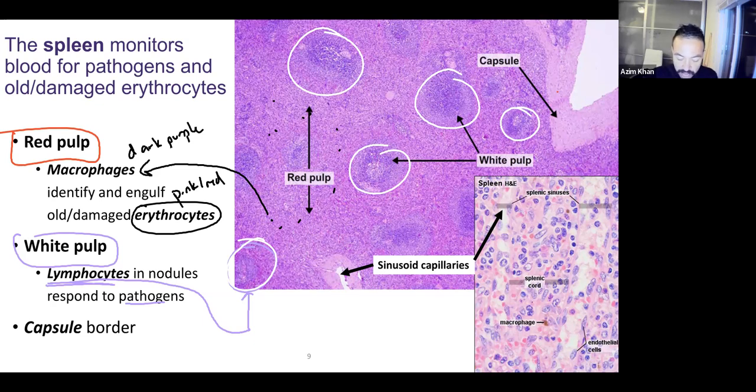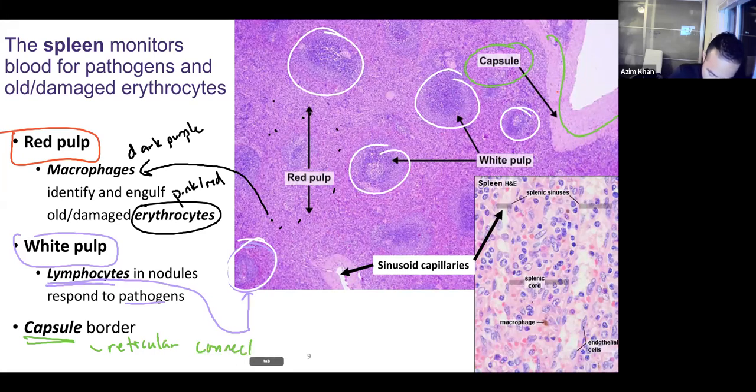The outer portion, which I'm highlighting in green, is the capsule. Many of these organs have capsules, just a protective barrier on the outside. And this is always going to be reticular connective tissue. Spleen is red pulp and white pulp, different functions.